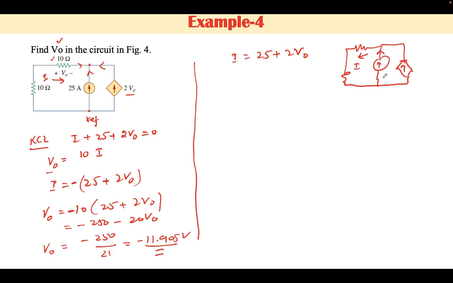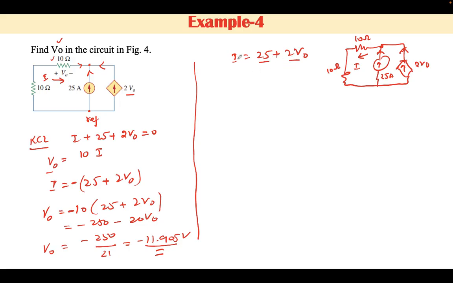This is 25 ampere, this is 2 V naught. The direction of these two currents is already defined, whereas the direction of this current we have assumed, across this 10 ohm resistance. Now applying the KCL at this junction, I will be equal to the sum of these two currents, and hence I is equal to 25 plus 2 V naught.